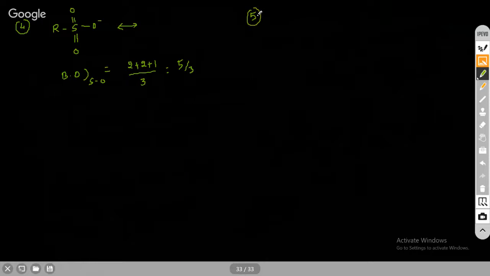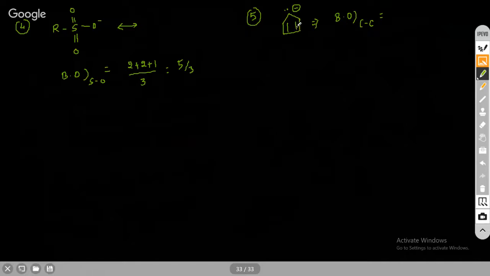Now for this one, what is the answer? Bond order you have to calculate for carbon and carbon. So this one you don't do, because again you can draw the resonating structures, calculate the number of resonating structures and the number of bonds between the carbon atoms. Any two carbon atoms you can take.